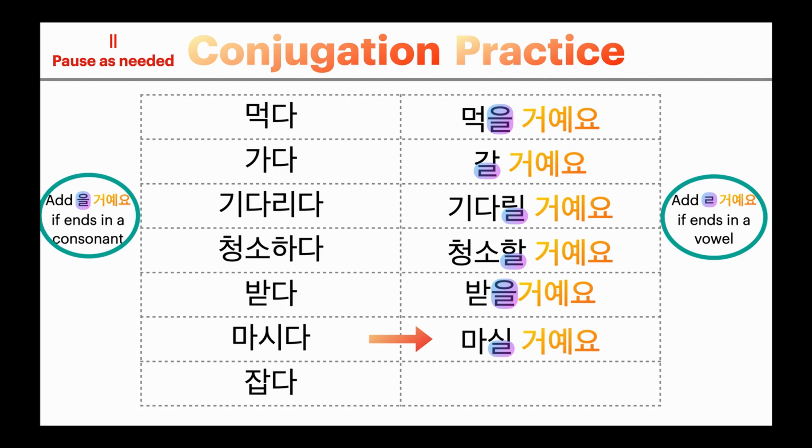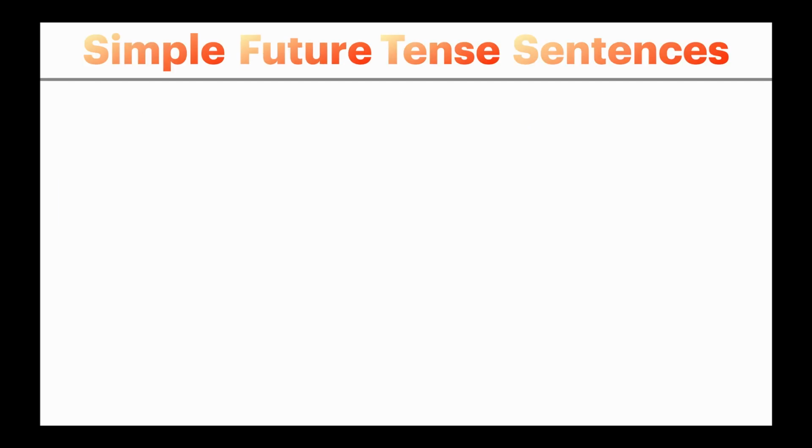마실 거예요. 잡다. We'll catch or grab. 잡을 거예요. Now let's just do some simple future tense sentences.